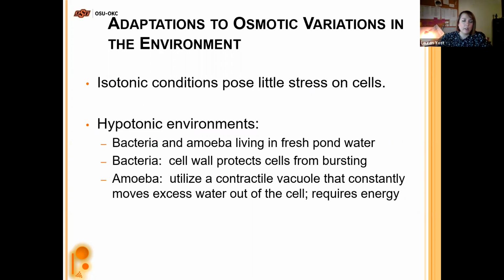In hypotonic environments, like pure water environments, bacteria and amoeba live in fresh water. Bacteria have cell walls that will prevent them from bursting, so they can take up water, but that's all, they have to live like that. Amoeba can use vacuoles that can just move water out constantly. So they're constantly taking up water and moving it out from inside the cell.